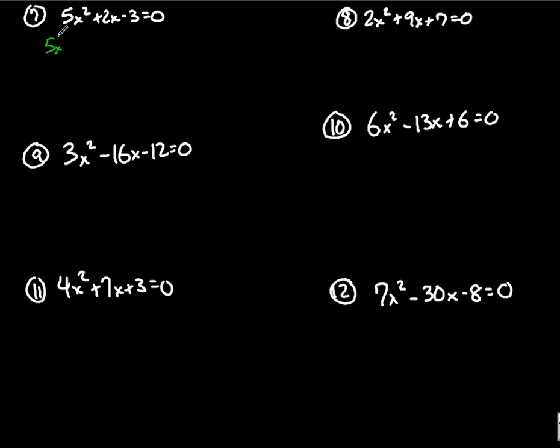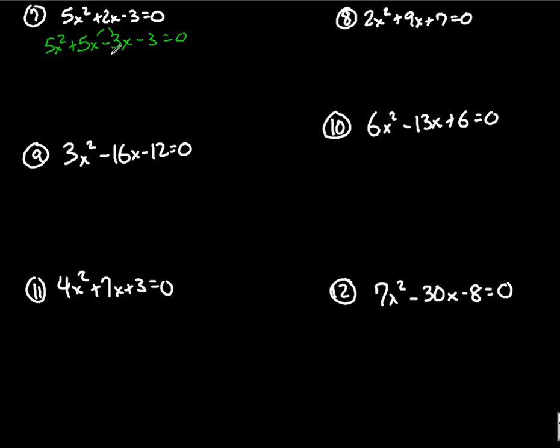I'd have 5x squared. I want to ask for factors of 5 times 3, which is 15, that subtract to give you 2. It should be 5 and 3. So instead of a plus 2x, I want a plus 5x and a minus 3x. That way it's still a 2x minus 3 equals 0.